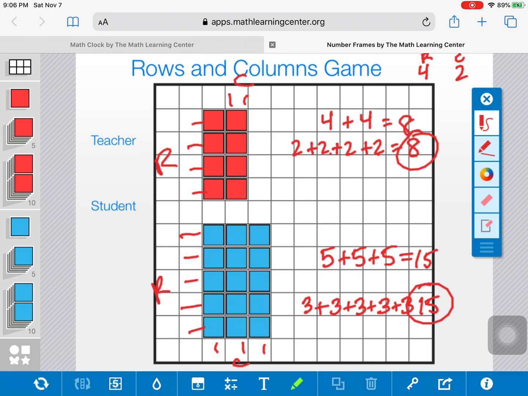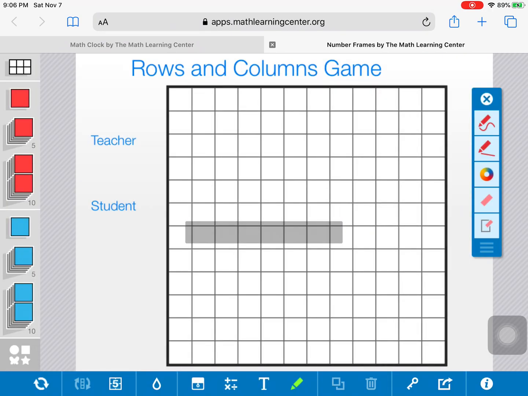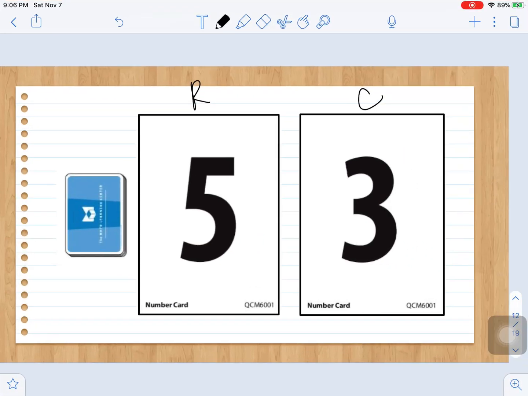All right, so let's take a look at our totals to see who won the first round. Teacher got 8, student got 15, which means that you are now in the lead. So we will go ahead and give you a point. Let's go ahead and play 2 more rounds here. And let's make sure we give you your points. So student has 1.